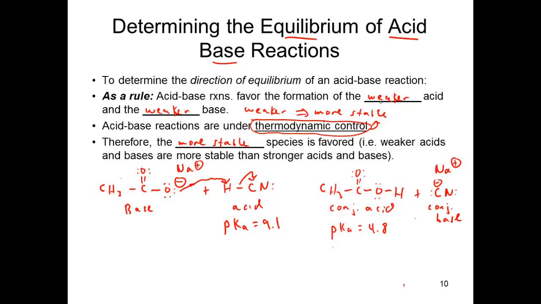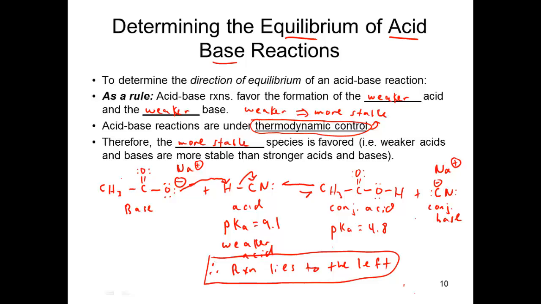Okay, so the reactions lie toward the weaker acid, the more stable acid. This is the weaker acid. So the reaction lies to the left. It lies toward the weaker acid. And let's see if that makes sense. This acid is weaker than this acid. That means it does not want to give up its proton as readily. So the reaction lies toward the side where it has the proton, which is this left side of the reaction.